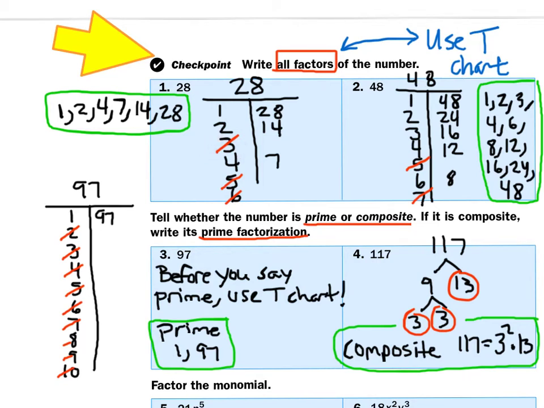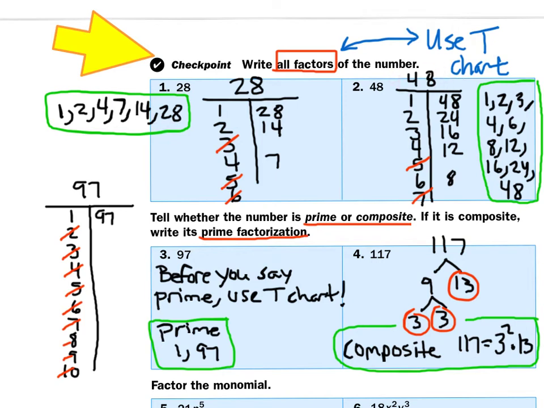Remember, 3 won't work because when you add the digits, 2 plus 8 is 10, and 3 will not go into 10. So cross it out. Now try 4. Of course, 4 times 7 gives us 28. Now try 5, but 5 won't work because the number doesn't end with a 0 or a 5, so cross it out. 6, you should always try 6, but 6 won't work unless 2 and 3 work. Since 3 didn't work, 6 isn't going to work. And since the next number I would try is 7 and it's already in my chart, I'm done. So all the factors of 28 are listed right here.